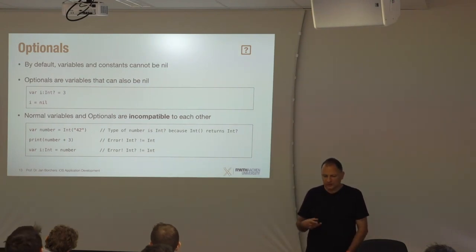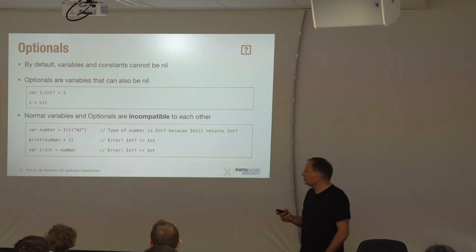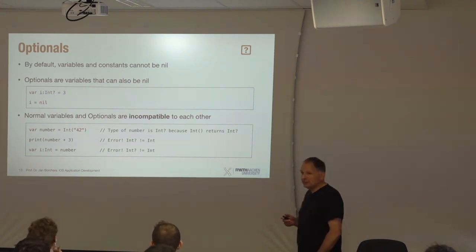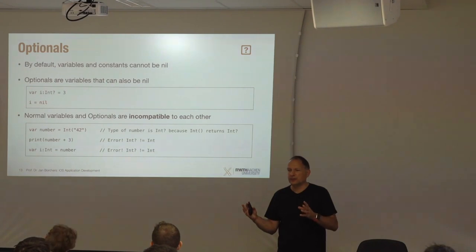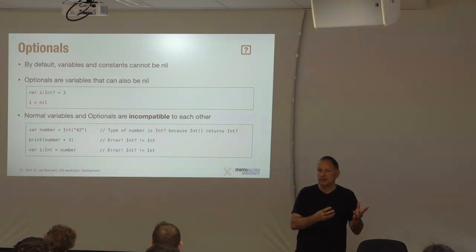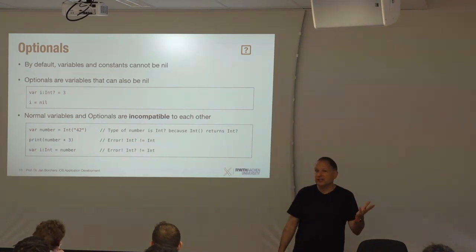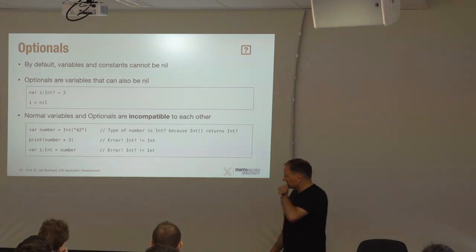So normal values of variables and optionals are, however, not the same thing. Right? They are normally incompatible with each other. Why? Because otherwise we wouldn't have to bother with this whole thing. Right? We want to keep our runtime safe. We want to make sure that we don't suddenly run into trying to use the value of a variable that has never been initialized or set to nil, and the code fails.